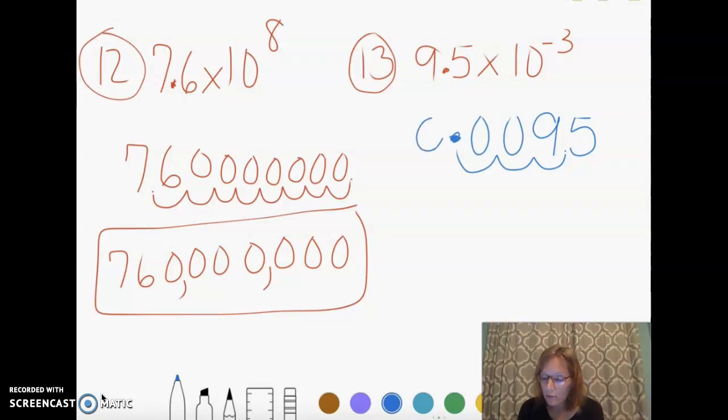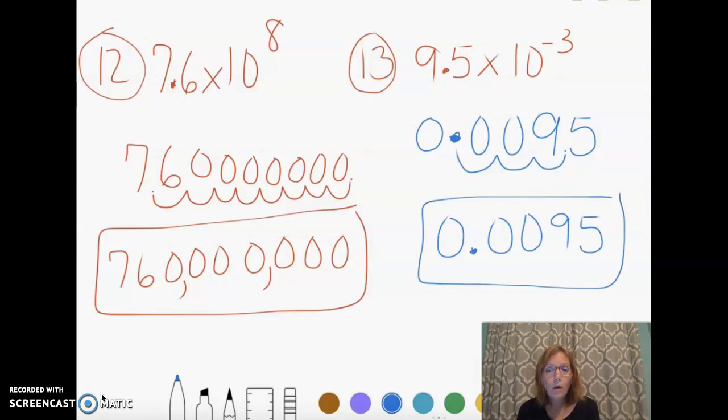And then I can also put a 0 on the front. And then I'm just going to rewrite it so it looks neat and not sloppy. So I have 0.0095. And I know I'm good because negative exponent, tiny number or decimal, and I moved the decimal 3 places over from where it originally was. All right?